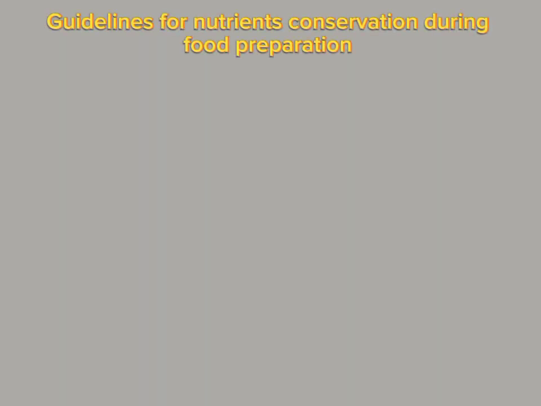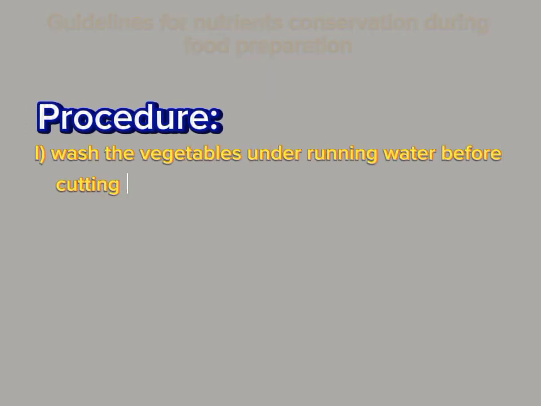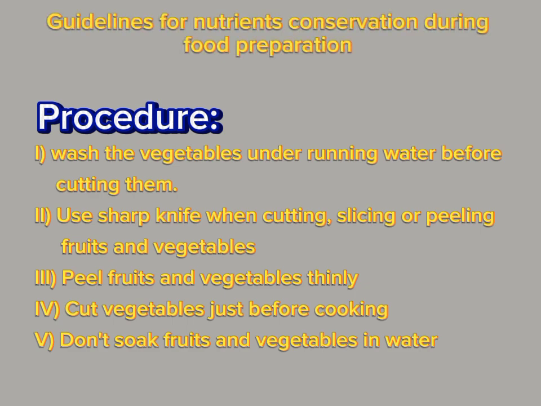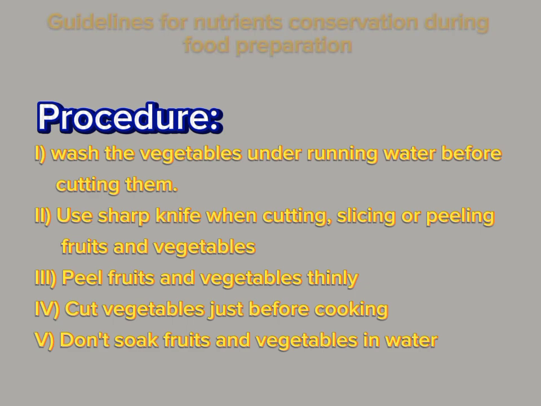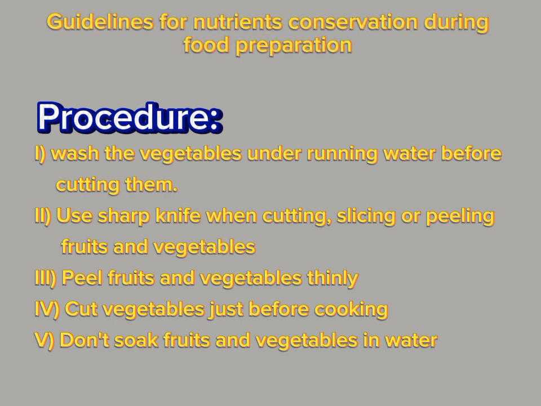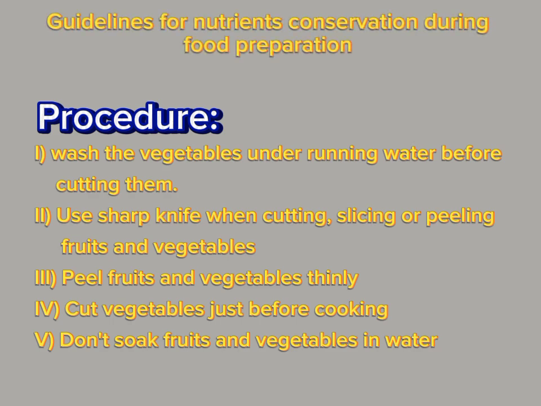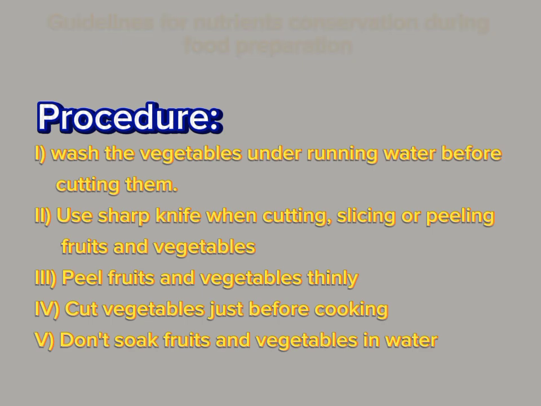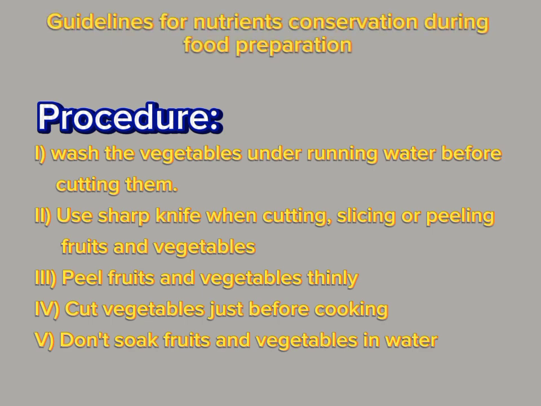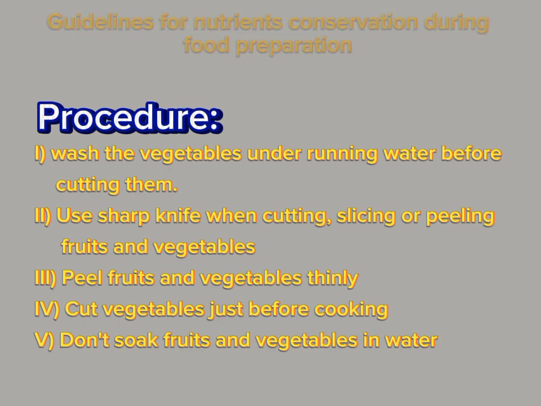Let's see the guidelines for nutrients conservation during food preparations. 1. Wash the vegetables under running water before cooking them. 2. Use a sharp knife when cutting, slicing, and peeling fruits and vegetables. 3. Peel fruits and vegetables thinly. 4. Cut vegetables just before cooking, or a few minutes before cooking. 5. Don't soak fruits and vegetables in water for long, because this will make the nutrients from the food dissolve in the water.